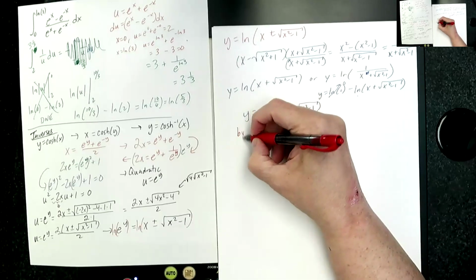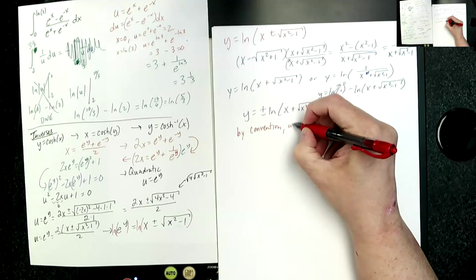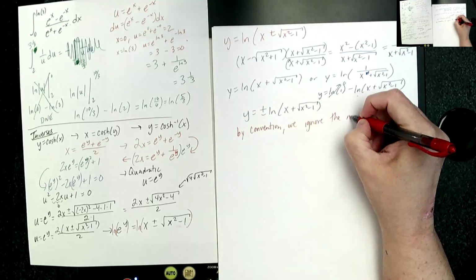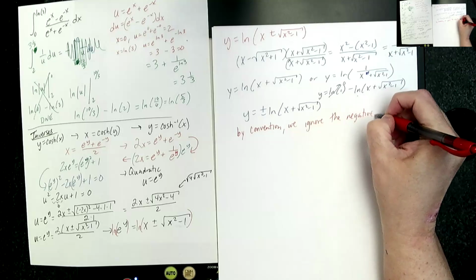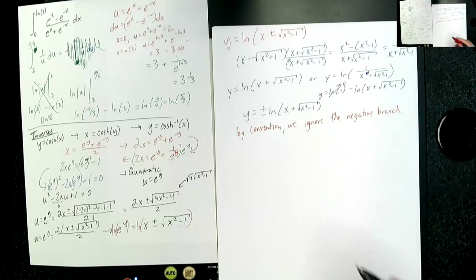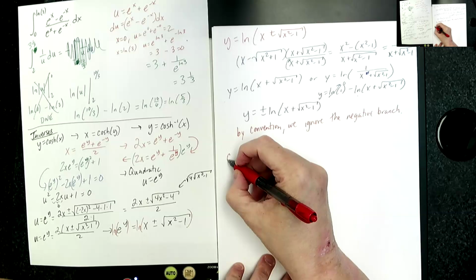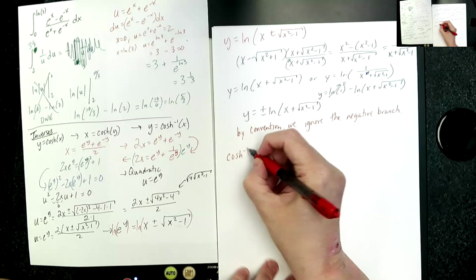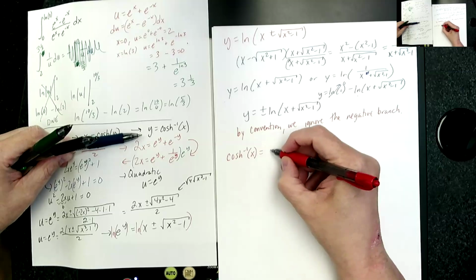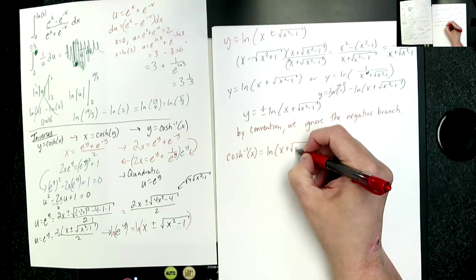By convention, we ignore the negative branch. So we're going to say cosh inverse x, because that's what y was here. Cosh inverse x equals the natural log of x plus the square root of x squared minus 1.